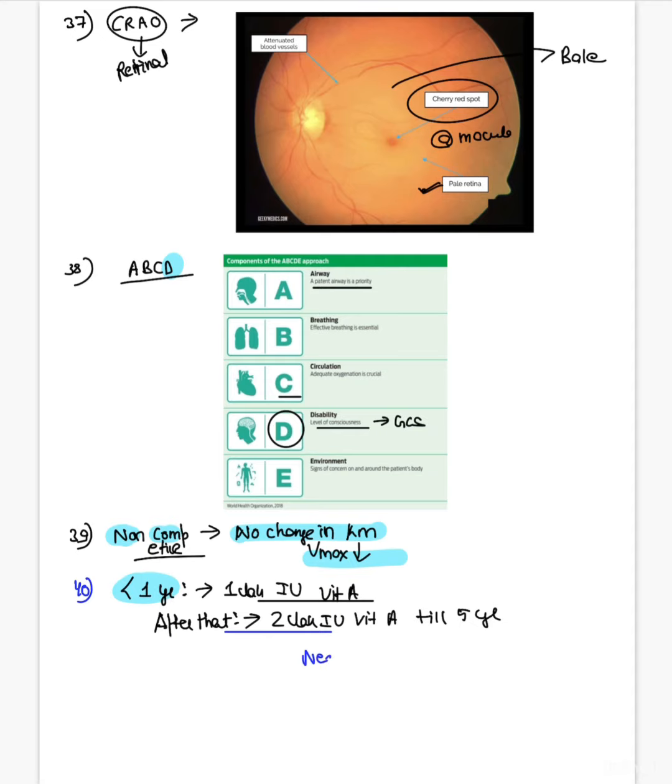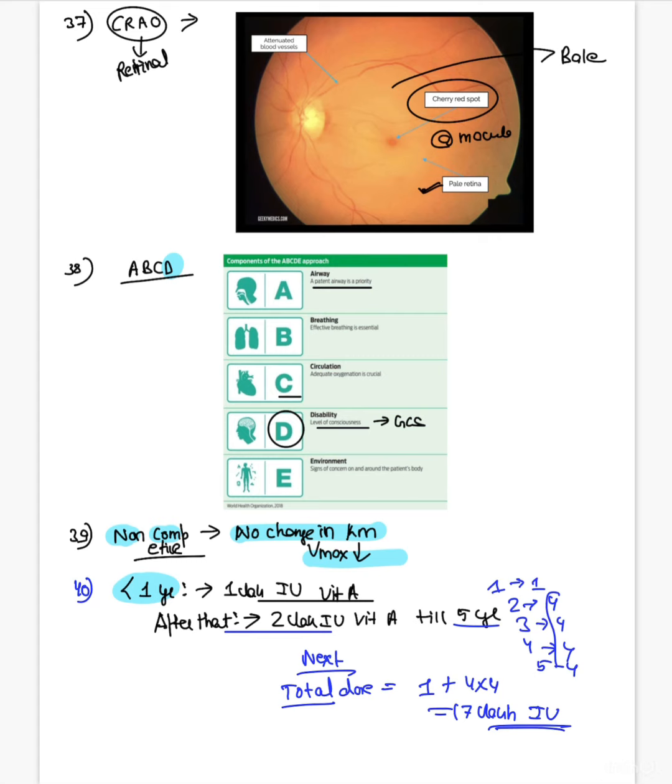So the next year question may be, what is the total dose of vitamin A given to a child till 5 years? See, first year we give 1 lakh unit, then every year we give 2 lakh unit, 2 doses, every 6 months. So that will be in 1 year 4 lakh unit, and 4 years you are giving, so 4 into 4, that will be 17 lakh international unit. That may again be tested in your exam. Because till 5 years we are giving: first year 1, second year 4, third year 4, fourth year 4, fifth year 4, because we are giving every 6 monthly 2 lakh international unit.